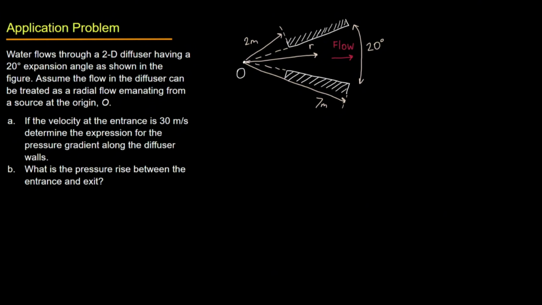So first and foremost, we want to define where the inlet and exit are. Those are going to be right here along the diffuser walls. We'll have the inlet, and then the exit will be this big wide region. This will be the exit.